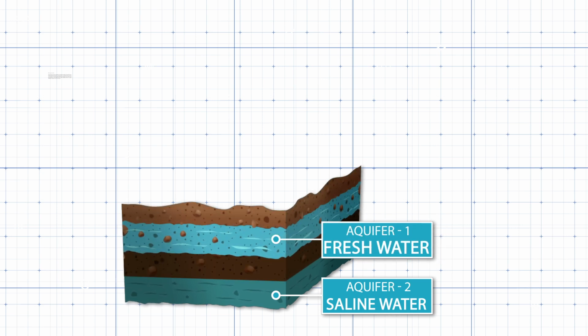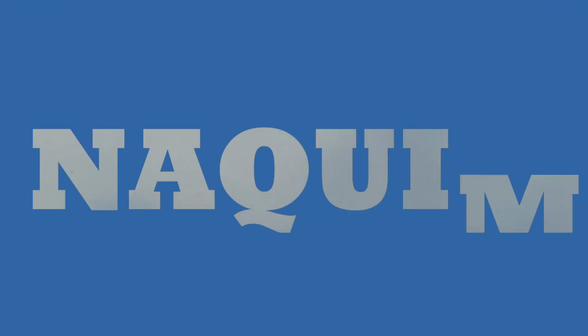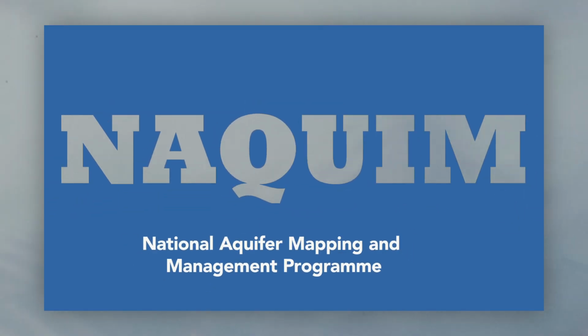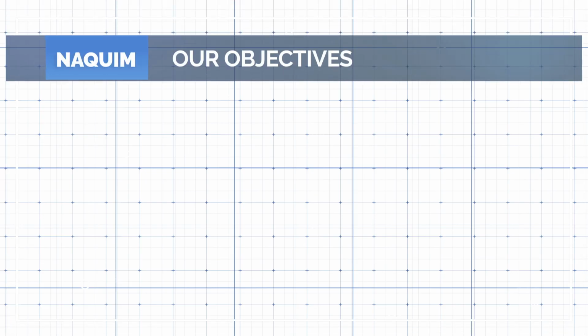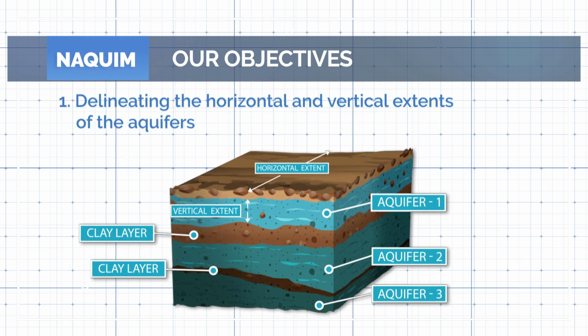Given the complexity of occurrence, characteristics, and behavior of aquifers, their proper understanding is a necessity as well as a challenge. In this backdrop, the National Aquifer Mapping and Management Program, also known as the Naquim program, is taken up with 6 major objectives. 1. Delineating the horizontal and vertical extents of the aquifers.